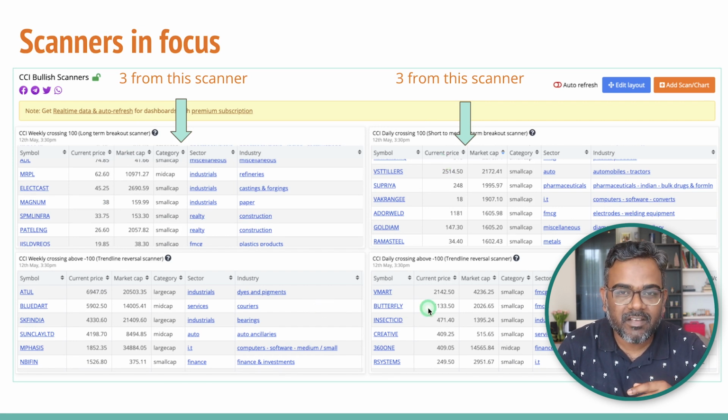Now the scanners that I have below are reversal scanners. These two scanners show stocks that are reversing from major support zones or stocks which are reversing from minor support zones on the daily charts. So these are the four scanners I use. If you don't have a scanner yet, probably you can use this scanner. So let's move on with the stocks.